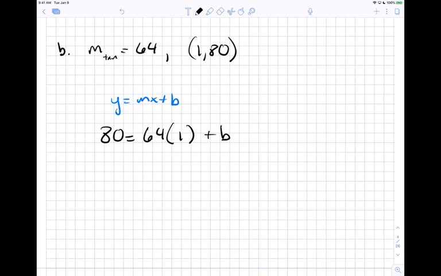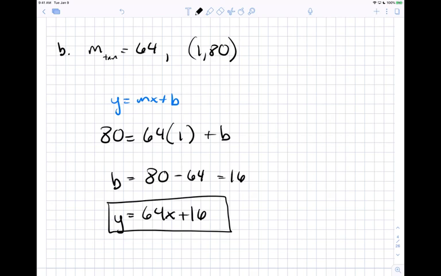Then b is going to be basically 80 minus 64. What is that? 16? So then it's going to be y equals 64x plus 16. This should be the equation of the tangent line.